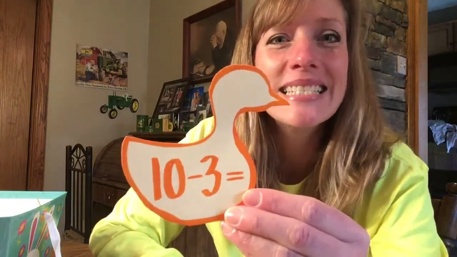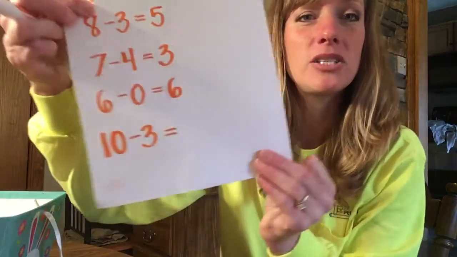In fact, any number, if you take away 0, if you take away nothing, you're still gonna have the same amount. Awesome. Let's try one more together. Okay, here's my last duck. 10 minus 3. I'm gonna write that problem down so I don't forget. 10 minus 3 equals, there it is on my sheet. Now I've got to figure it out.